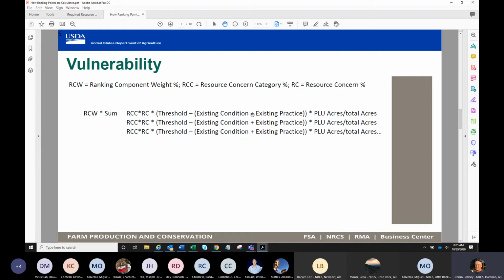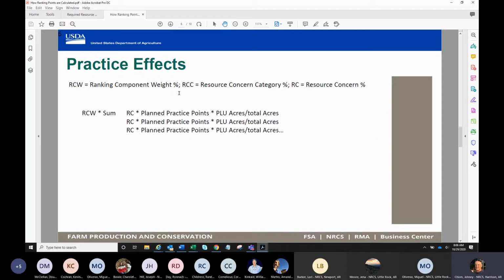Then, of course, the threshold minus the existing condition plus the existing practice, times the percentage of the field in the assessment, is multiplied times the resource concern percentage, and then multiplied times the resource concern category percentage. Then all of those for each field are summed up and multiplied by the ranking component weight to give you the vulnerability.